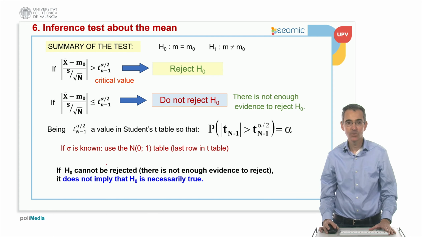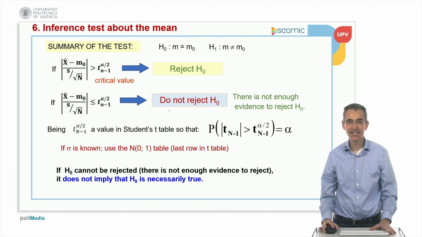Okay, what happens if the null hypothesis cannot be rejected? It means that there is not enough evidence to reject, but it does not imply that the null hypothesis is necessarily true. Some people say that there are two options: reject the null hypothesis or accept the null hypothesis. But we prefer not to say accept the null hypothesis, because it seems that we have demonstrated in this case that m is exactly equal to 2000, and that is not true.